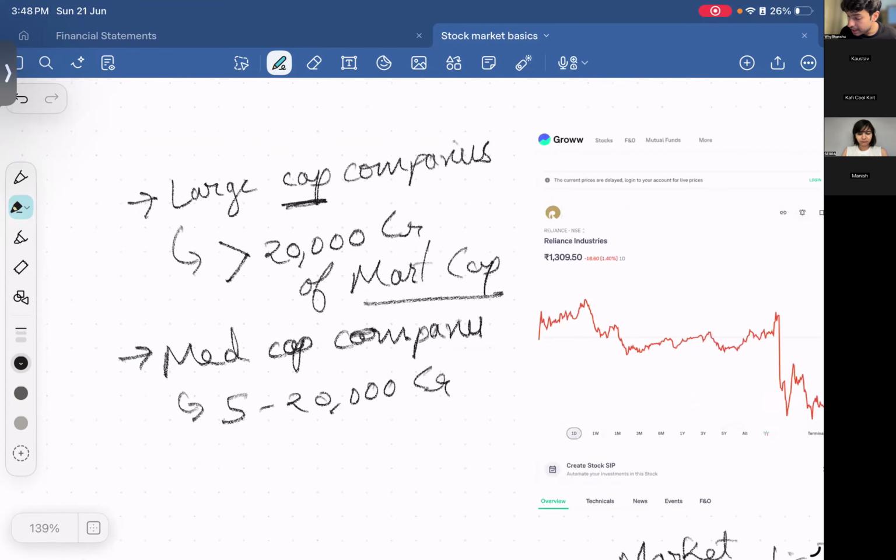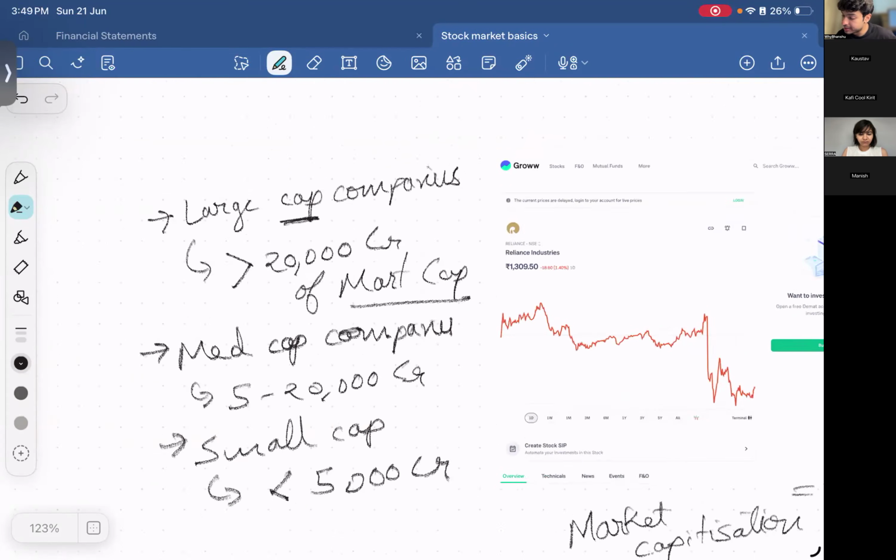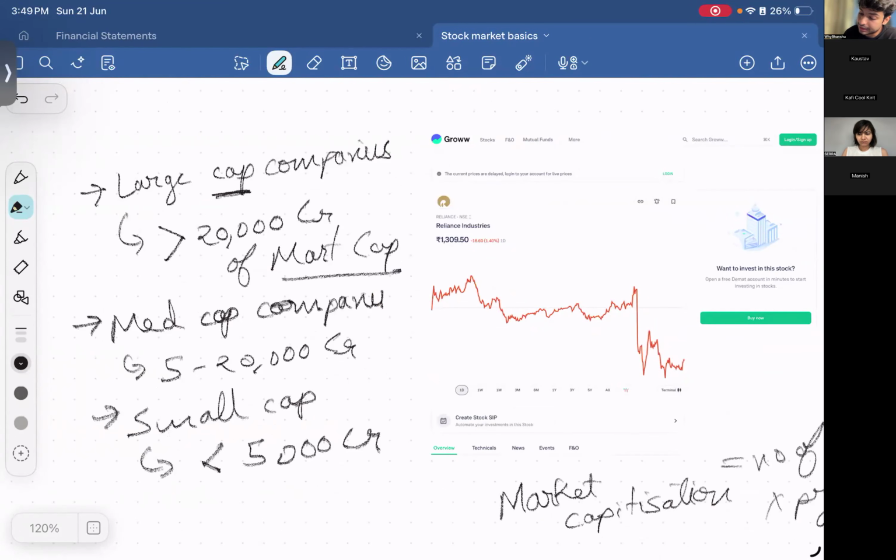Directional numbers. And then you have small cap companies, which are companies with market cap of less than 5,000 crores. I'm writing it fast, so my writing might not be the best right now, but I hope it's readable, right? So market cap tells you the value of a company: number of shares multiplied by the price of each share. Depending upon how big the market cap is, you can classify companies as large cap, medium cap, small cap.